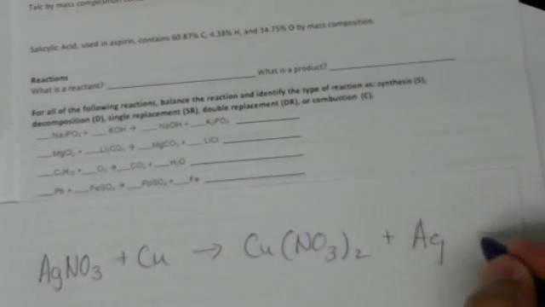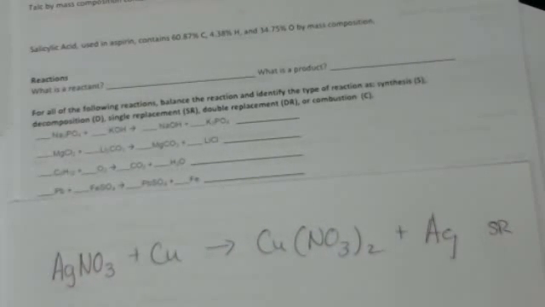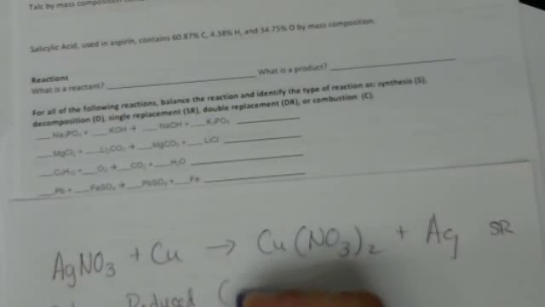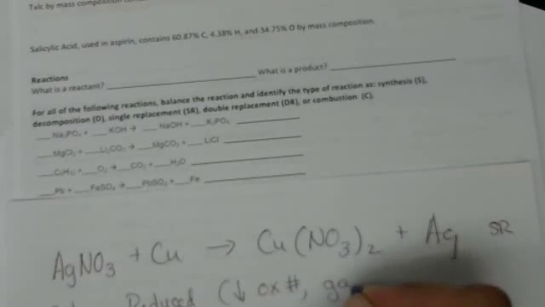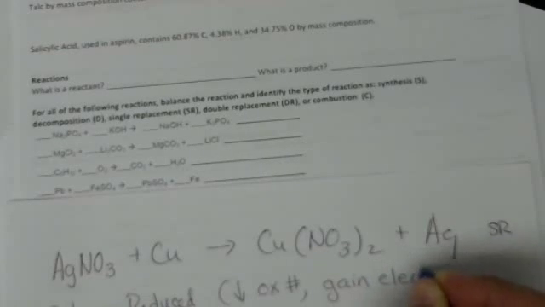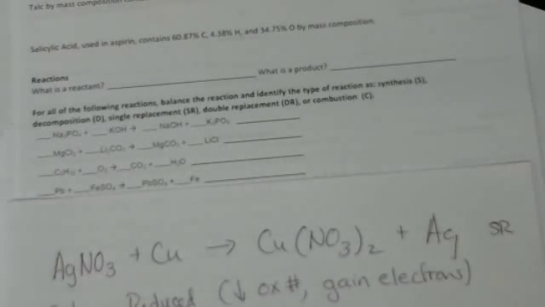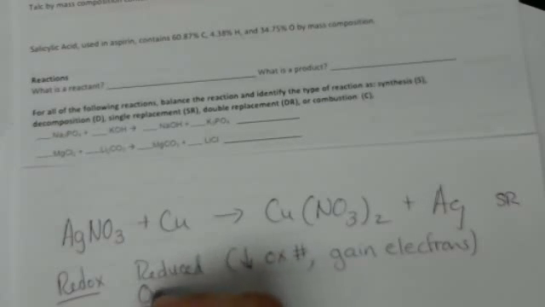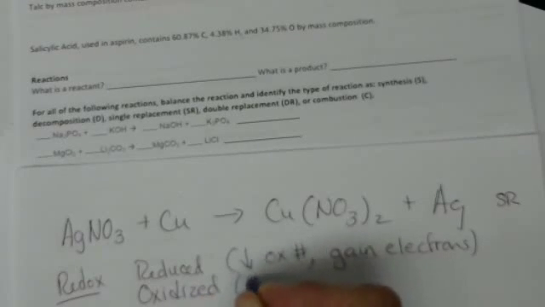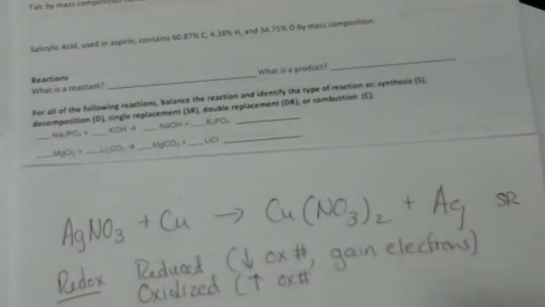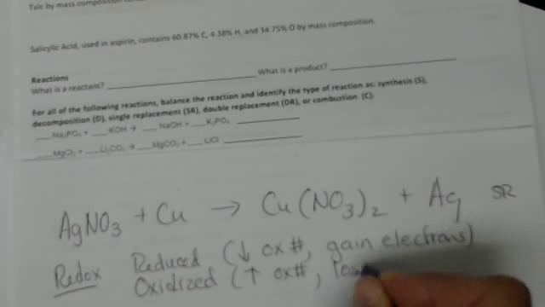This is a single replacement. You guys can see that. And I don't know if you remember, but single replacements are also always redox equations. Always something is going to get reduced, which means the oxidation number will lower and it will gain electrons. And the oxidized one will go to a higher oxidation number and will lose electrons.